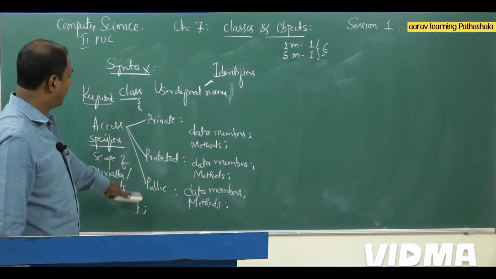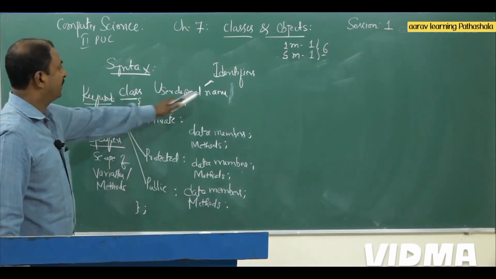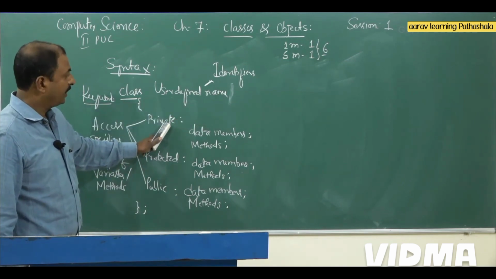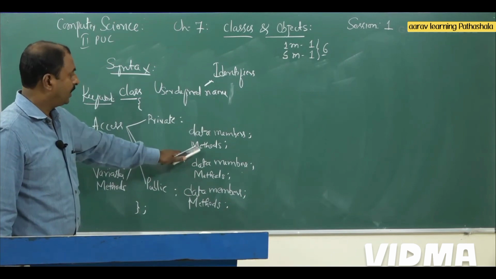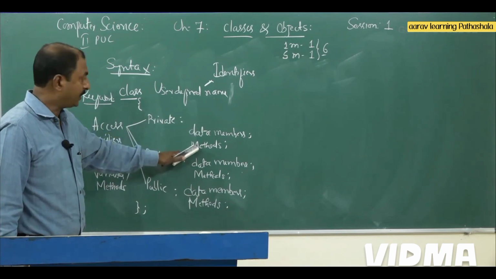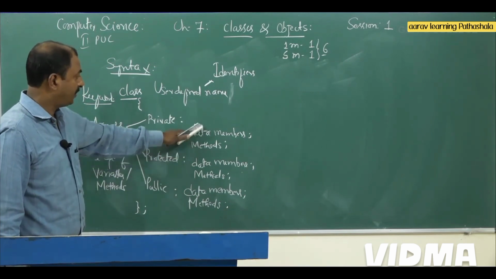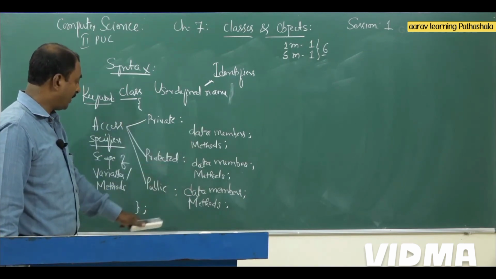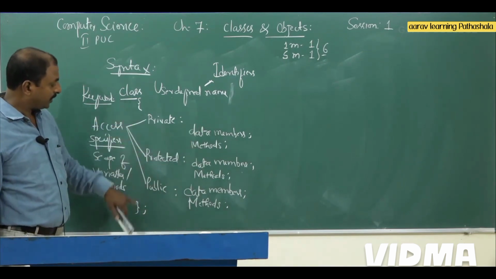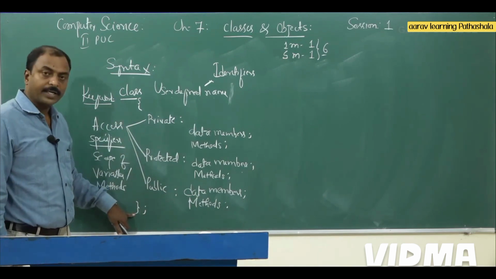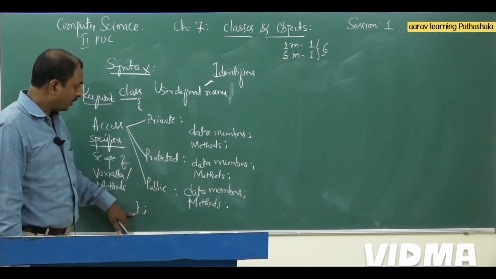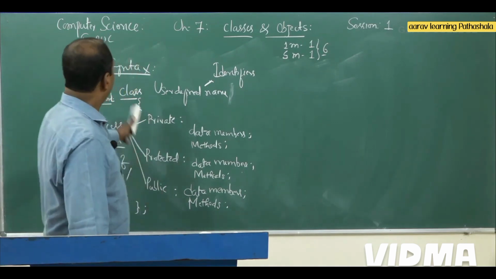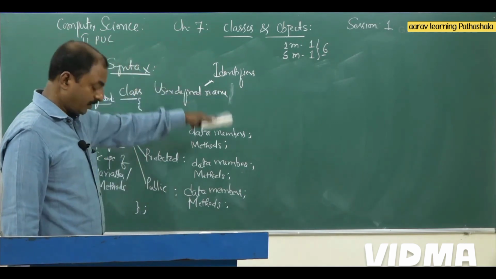Data members as well as methods. So: class, a user defined name, access specifier private, and here data members or functions or methods associated with values or data members. Similarly protected, public, and we have to close the class with a closing flower bracket along with a semicolon. This is very, very important here. So this is how we define the syntax of a class definition.